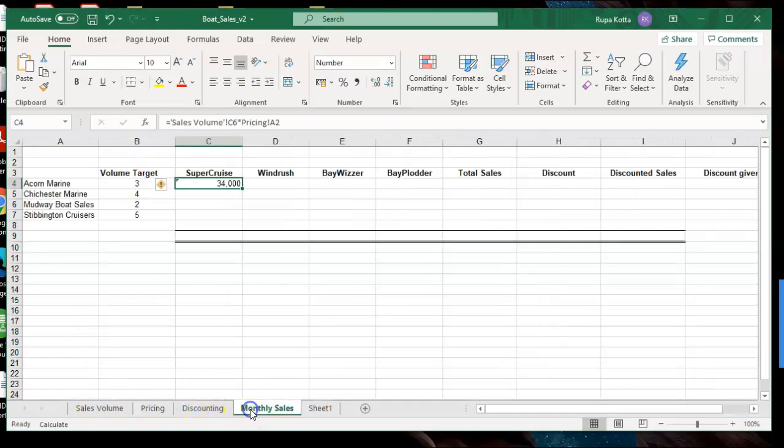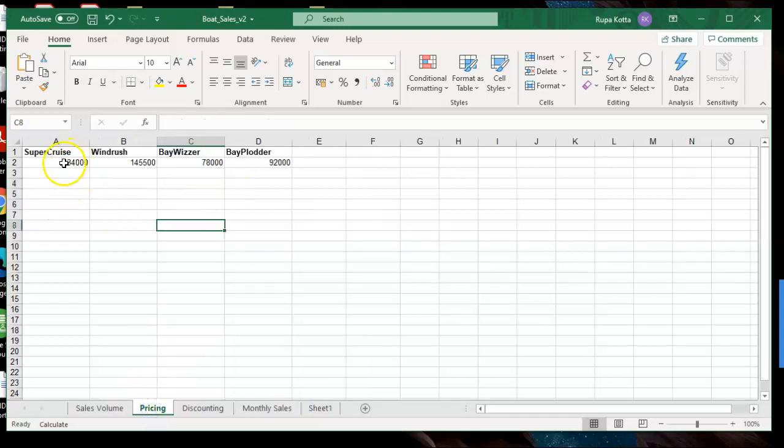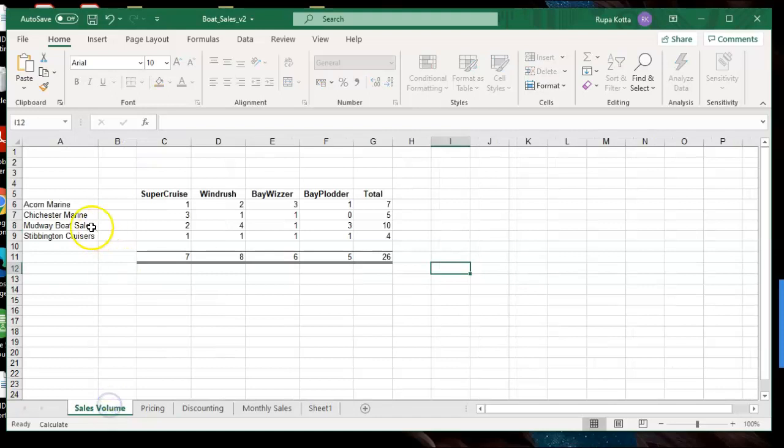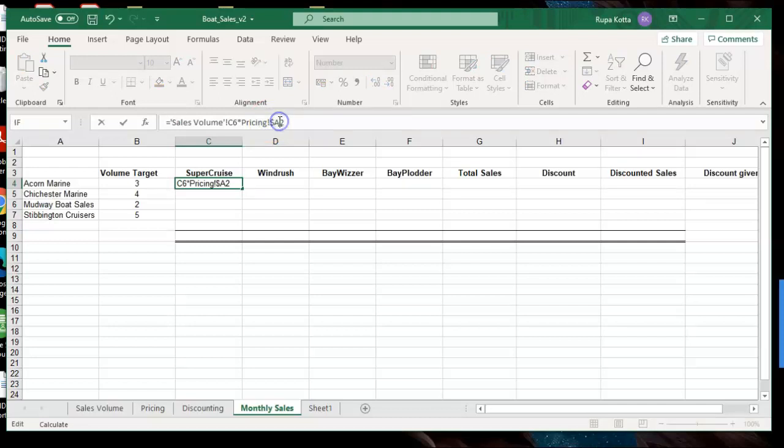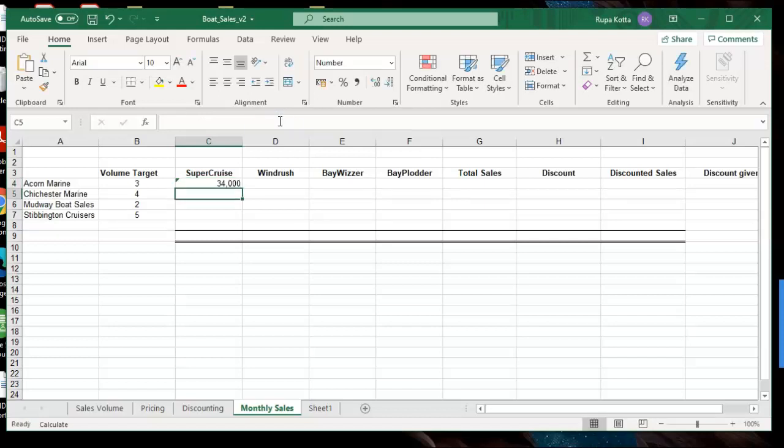Now out of these two cells, the price is going to remain constant because there is only one price, 34,000, but the sales volume to each customer is changing. So you can leave Sales Volume C6 as it is because you want it to change to C7, C8 and so on, but the Pricing A2 you don't want to change because it is only in one cell. So put $ signs on this A2 and leave C6 as it is and press enter. Now copy and paste this formula down to C7.